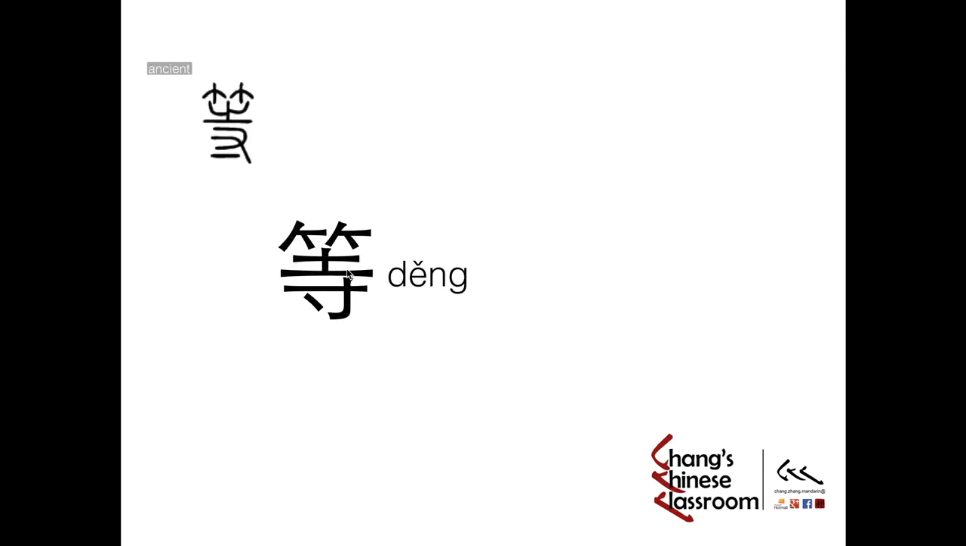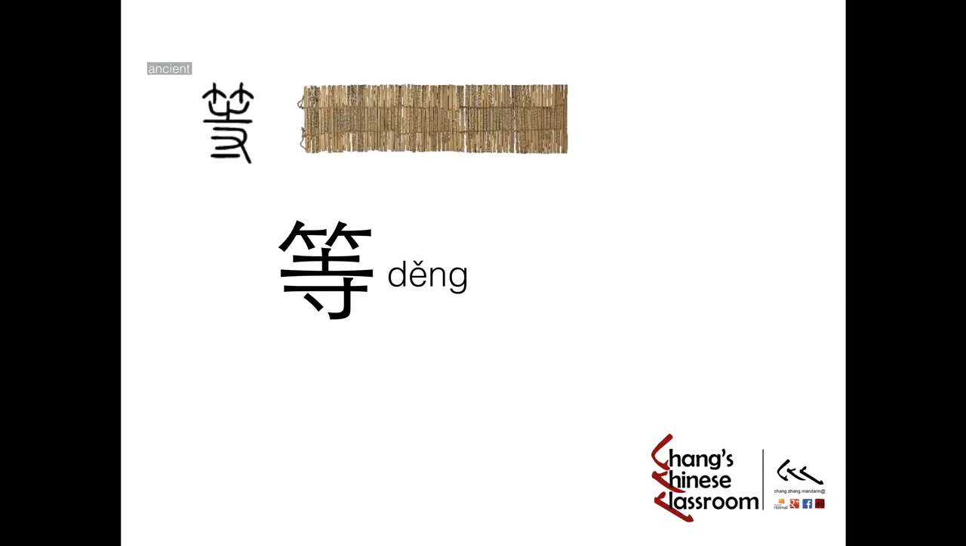This one 等. This is the original character. The above part is a bamboo, and later this is a mud, and this is a hand. So originally, this character described evenly distributed bamboo slips, maybe describing the ancient Chinese book being cut very regularly. And later on it evolved the meaning to wait and etc.